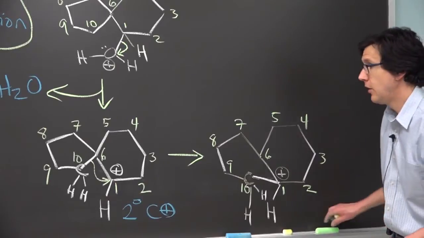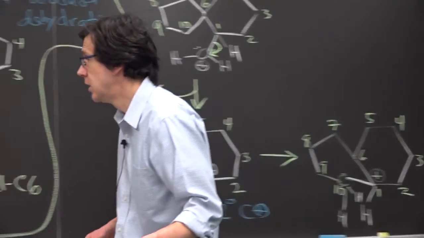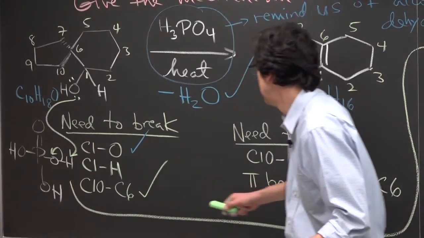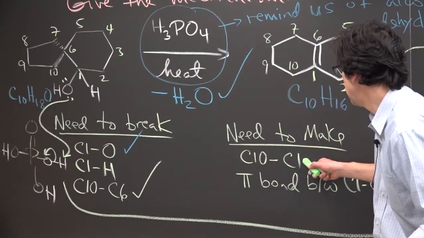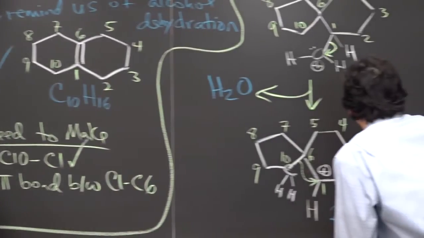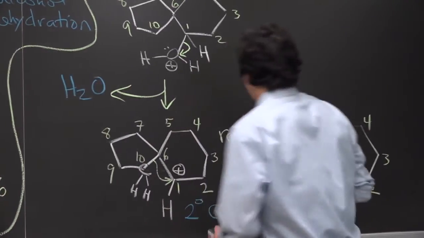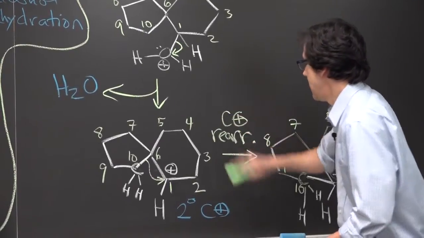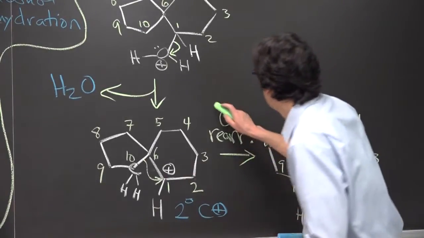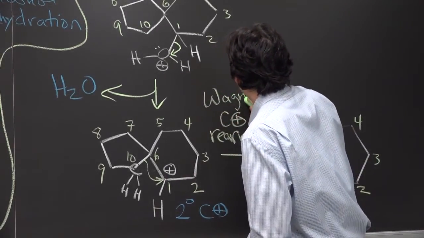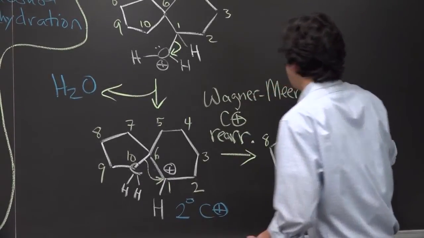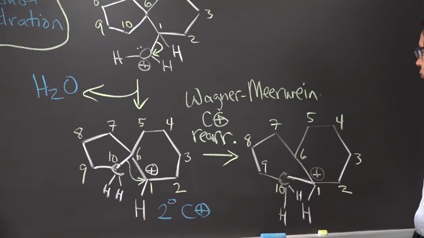Okay? So if I just come back over here really quick, I've broken the bond between carbon 10 and carbon 6, and I've made a bond between carbon 10 and carbon 1. This is a carbocation rearrangement. Specifically, it's the migration of an alkyl group. So this type of carbocation rearrangement, you may remember, is sometimes referred to as a Wagner-Meerwein type of rearrangement.